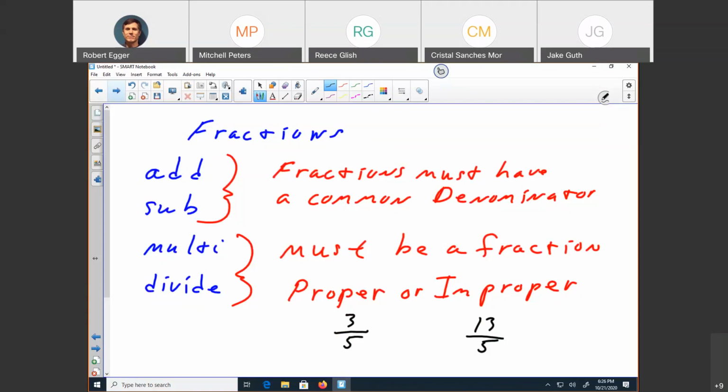Right? This is 2 3/5. If you just keep those 2 rules in mind when adding, subtracting, or multiplying, dividing, it'd be hard to get these guys wrong. Adding and subtracting, common denominator. Multiplying, dividing, has to be a pure fraction.